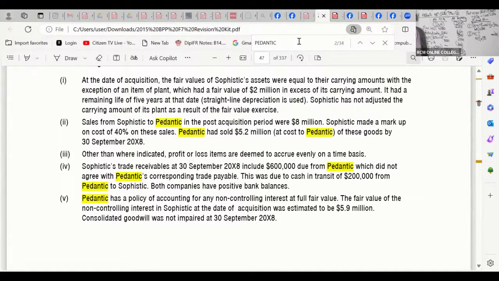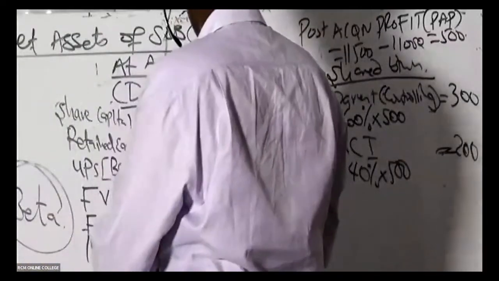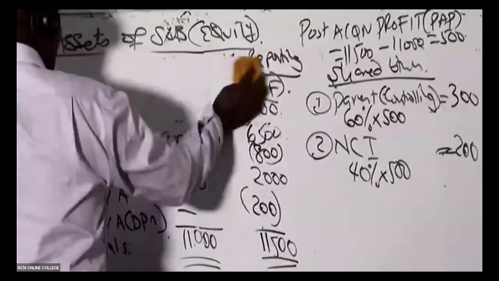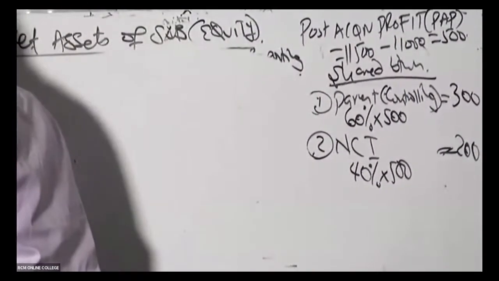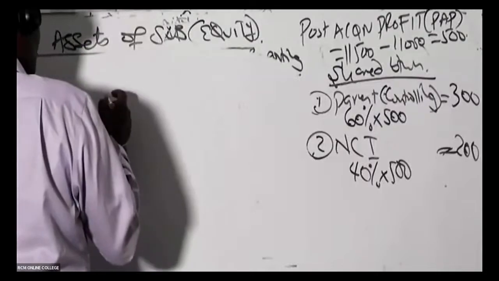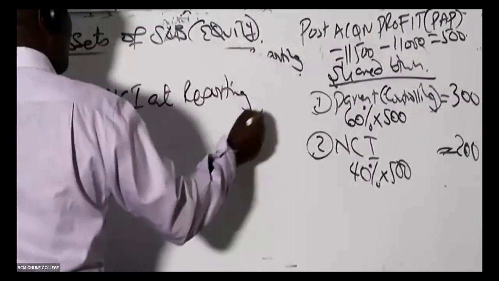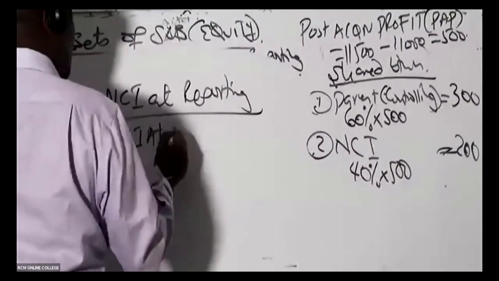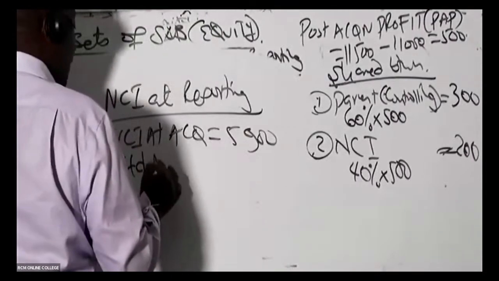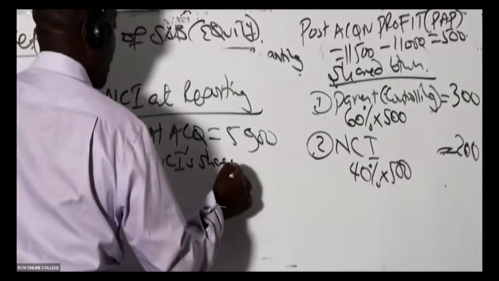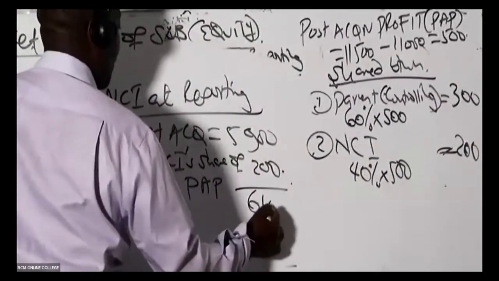So, ladies and gentlemen, this is what we have there for NCI computation. NCI at reporting. This one here will be NCI at acquisition, which is 5,900. And then we add NCI's share of PAP, which is 200. So this gives me 6,100.